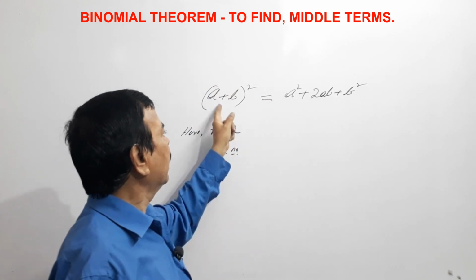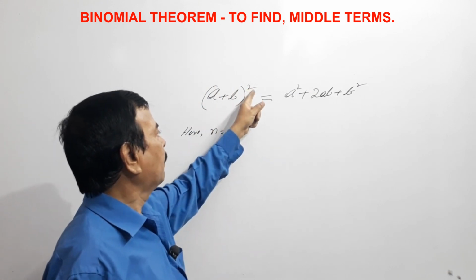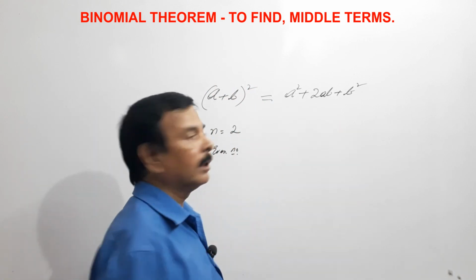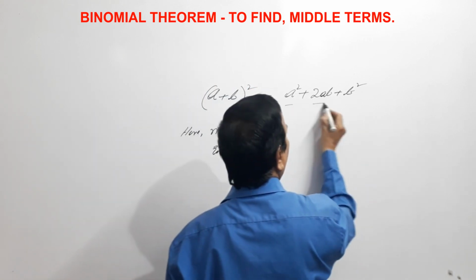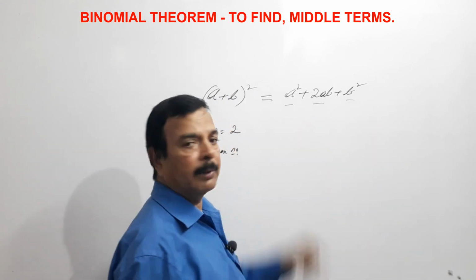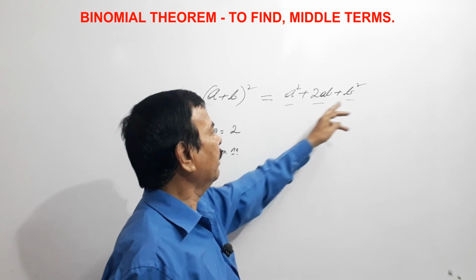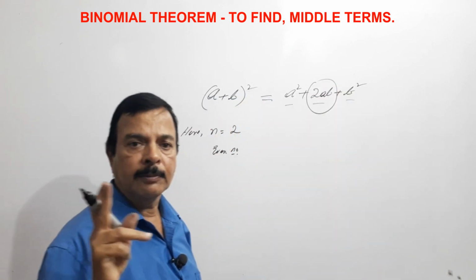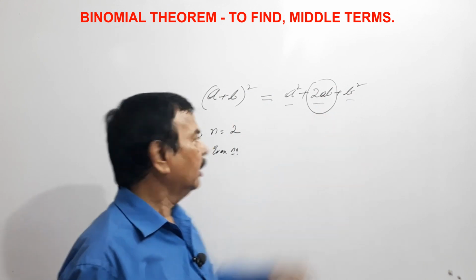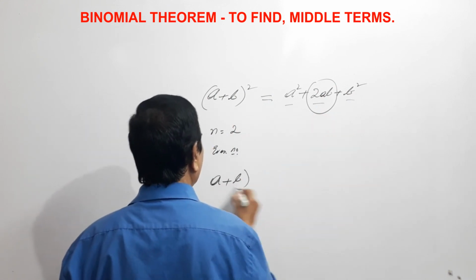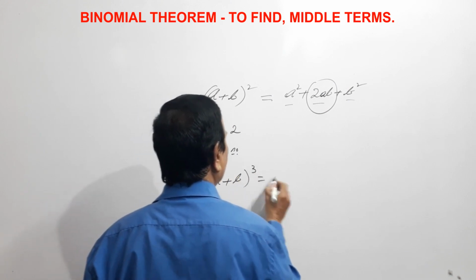See here, (a plus b) to the power of 2, n is an even number. So how many terms are there? We have 1, 2, 3 terms. 3 terms we have. So which is the middle term in this? In between a square and b square we have 2ab, this is the middle term. So how many middle terms do we have? Only one.